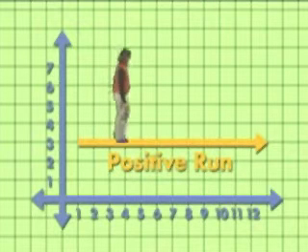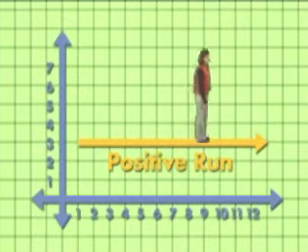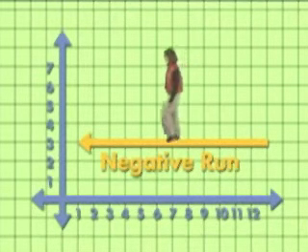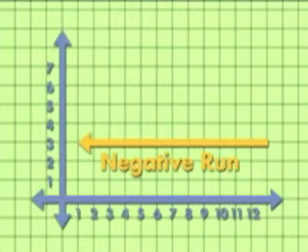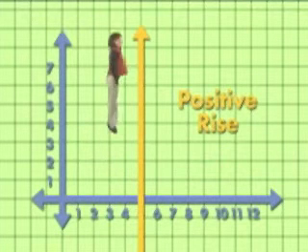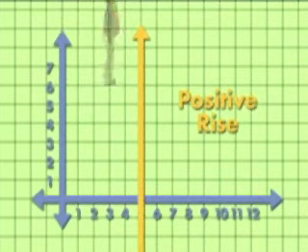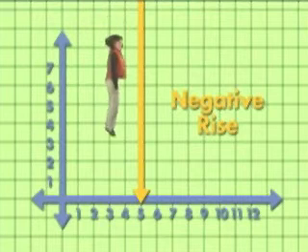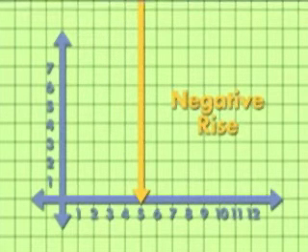When you move to the right in the positive direction on a graph, your horizontal change, or run, is positive. And when you move to the left in the negative direction on a graph, your horizontal change, or run, is negative. Likewise, when you move up in the positive direction on a graph, your vertical change, or rise, is positive. And when you move down in the negative direction on a graph, your vertical change, or rise, is negative.